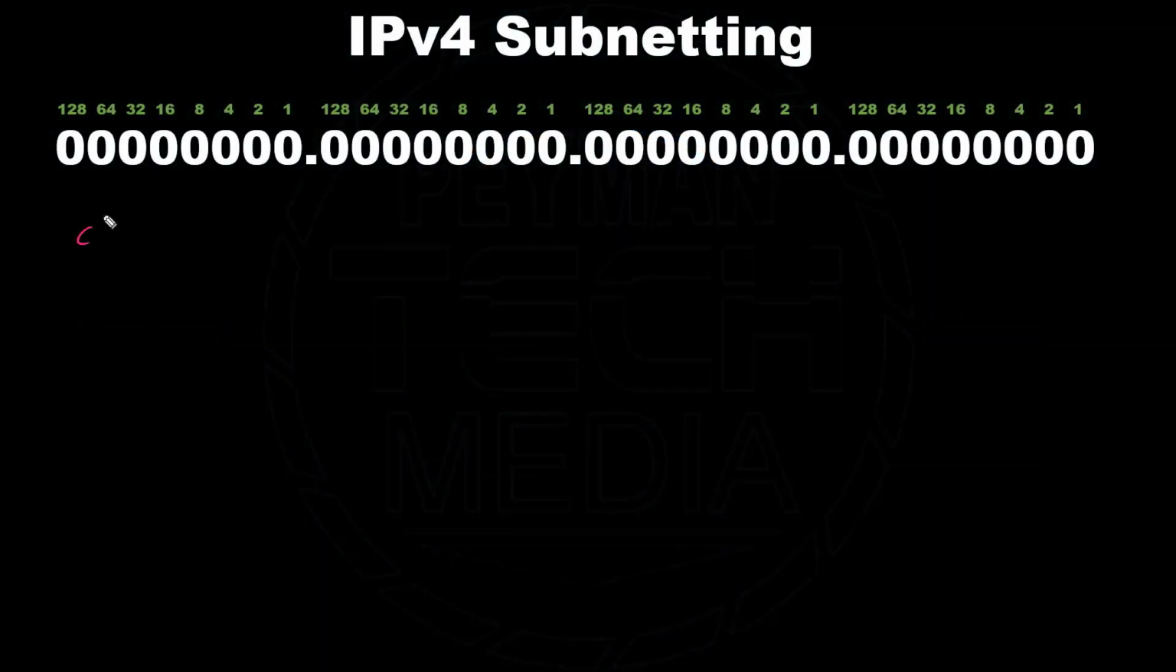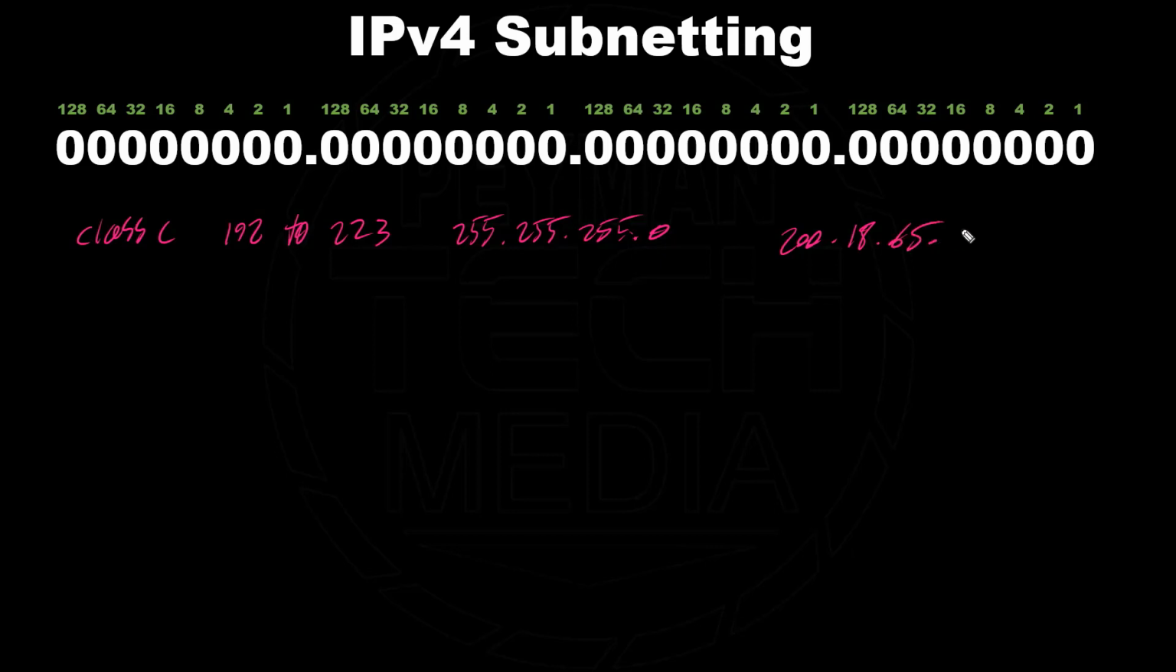So we already know the Class C range is 192 to 223. So when we see an IP address with the default subnet mask of 255.255.255.0, let's say 200.18.65.20, this is an example of a Class C IP address. How do we know? Looking at the first octet, 200 falls into this range between 192 and 223.